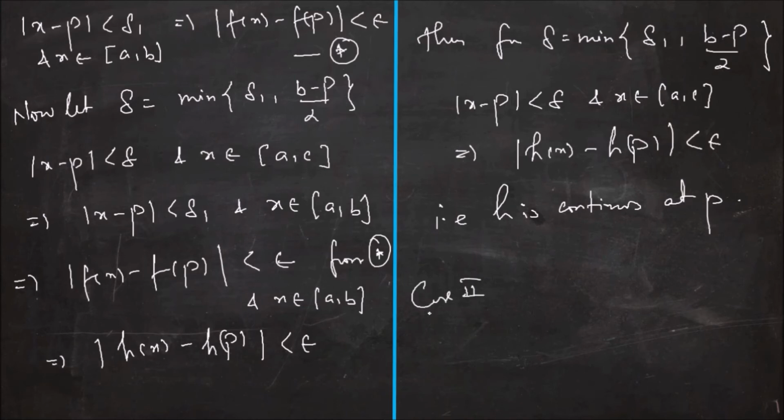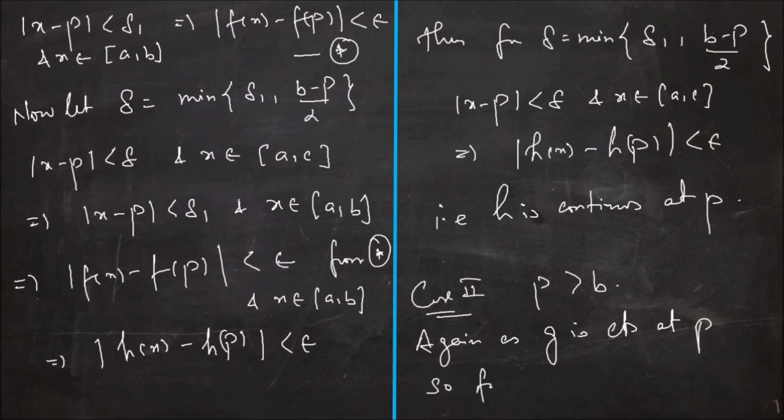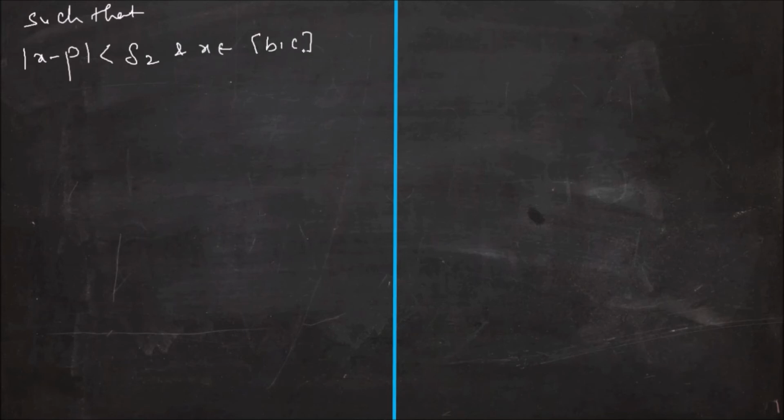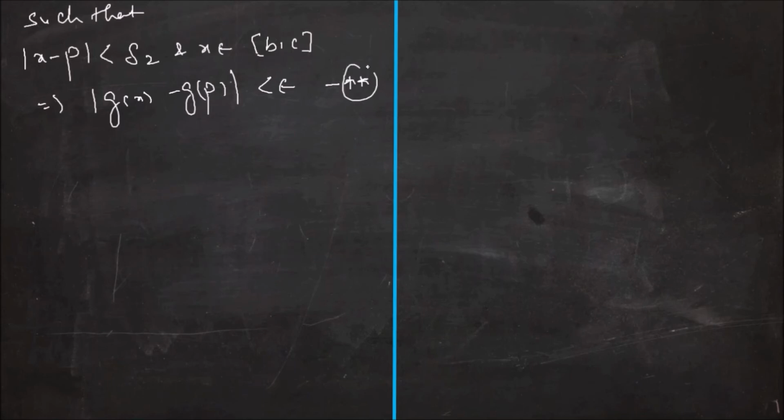Now case 2, if p is greater than b. So in this case again, as g is continuous at p, for the above epsilon greater than 0 there exists delta 2 greater than 0 such that |x minus p| less than delta 2 and x belonging to BC implies |g(x) minus g(p)| is less than epsilon. So mark this as double star.